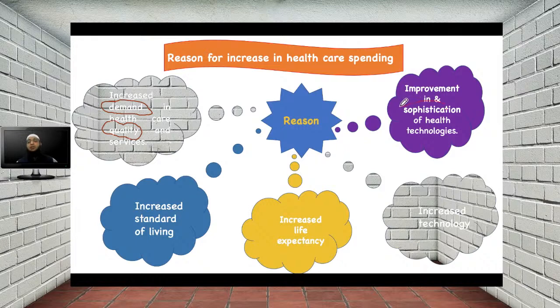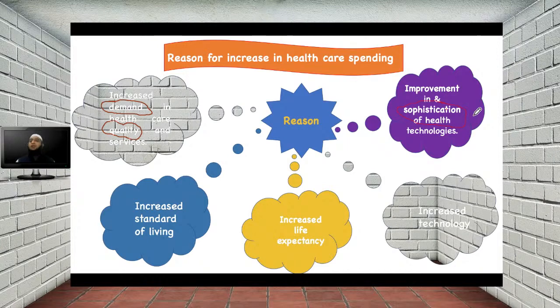So earlier we were just using the technology, but now we are moving towards sophistication and automation, where the human intervention is less. We are using AR, and we have started using ML, that is machine learning. So we are moving towards the sophistication of health technology. So these are all reasons for which there is an increase in healthcare spending.